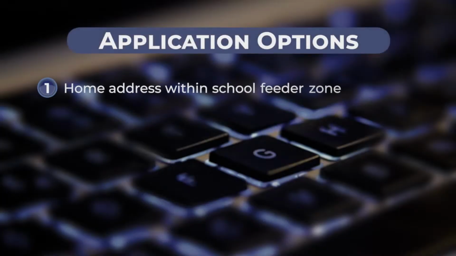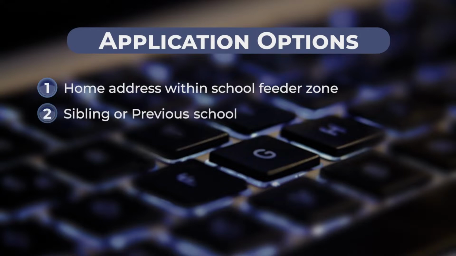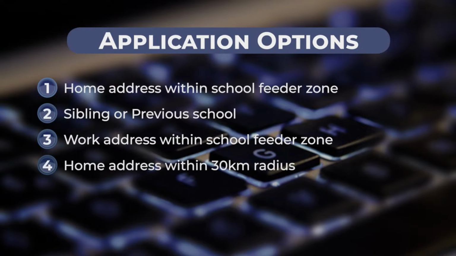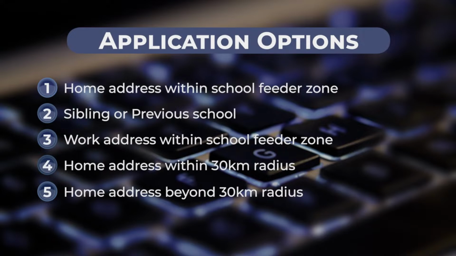Number 1, home address within school feeder zone. Number 2, sibling or previous school. Number 3, work address within the school feeder zone. Number 4, home address within a 30-kilometer radius. Number 5, home address beyond a 30-kilometer radius. Number 6, schools of specialization.